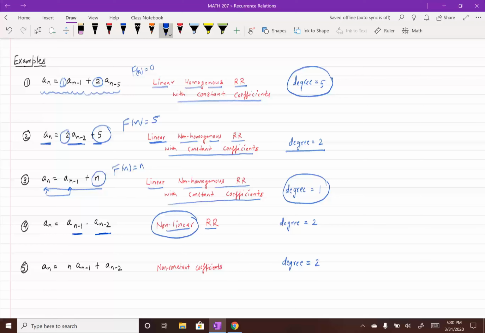Okay, so the degree here could be 2 because a of n is related with a of n minus 2. Similarly, in the next example a of n is related with n times a of n minus 1 plus a of n minus 2. So you will see here the coefficient of a of n minus 1 is n, which is not a constant. So this is not a constant coefficient recurrence relation. This is the problem with non-constant coefficient, and the degree of this recurrence relation is 2.